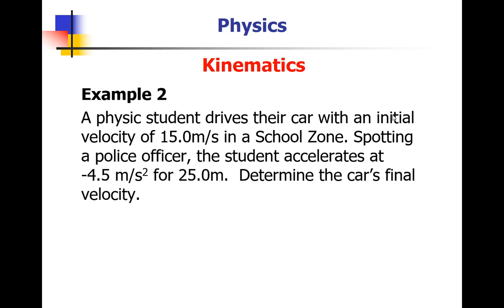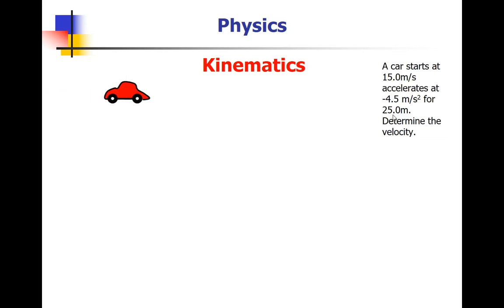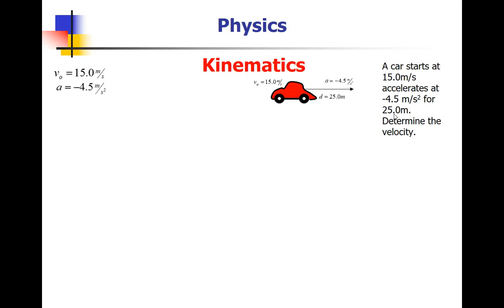Well, read it, diagram it. And again, here comes the car of science racing through our problem. Read it, diagrammed it. After I diagram it, the next thing I do is the givens. V naught is 15 meters per second. A is a negative 4.5 meters per second squared. And remember, a negative acceleration means it's doing what? Correct, decelerating or slowing down. For a distance of 25 meters. Read it, diagrammed it, written the givens.